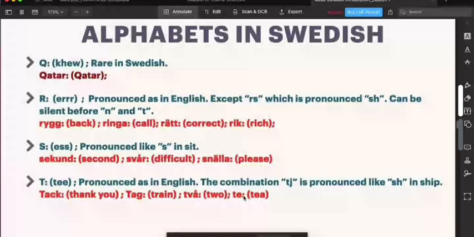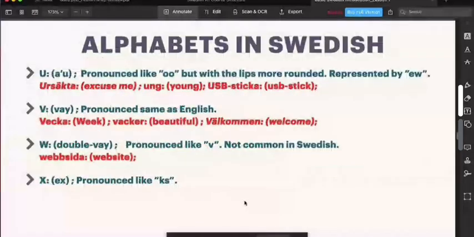So next you can pronounce here U. So the first example is ursäkta. You can start this letter with O, and when you want to finish the sound, the last 30% of the sound, you can add U. So first is ursäkta. Again, a very common word in spoken language.